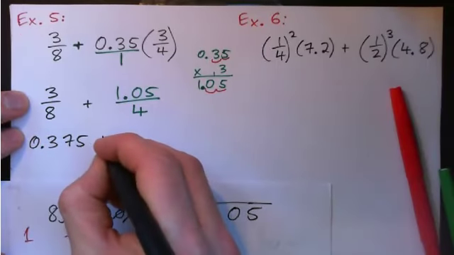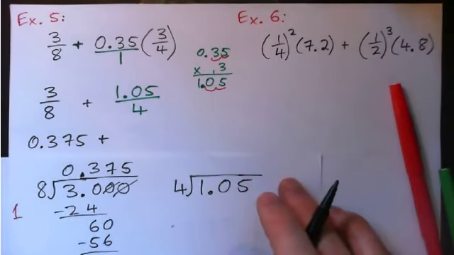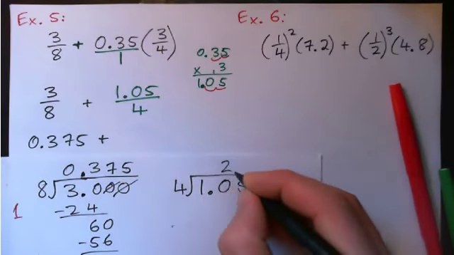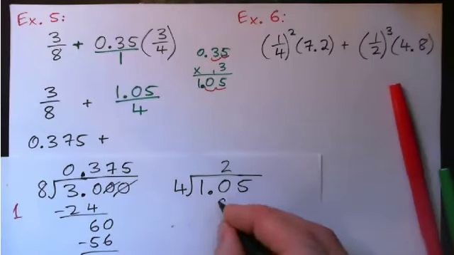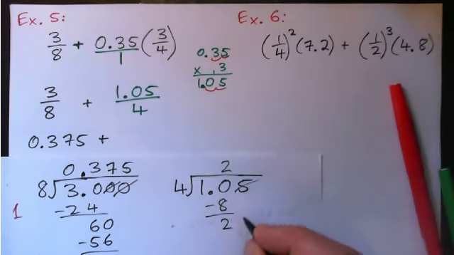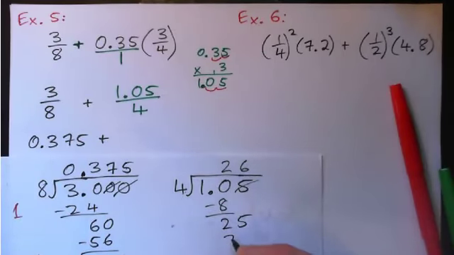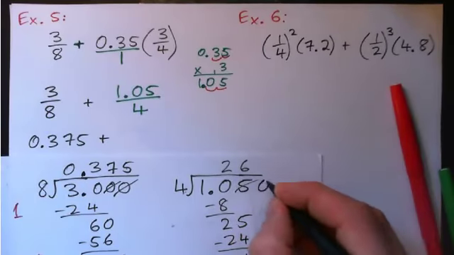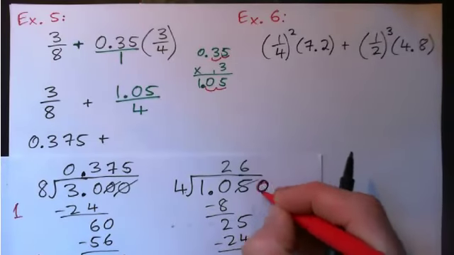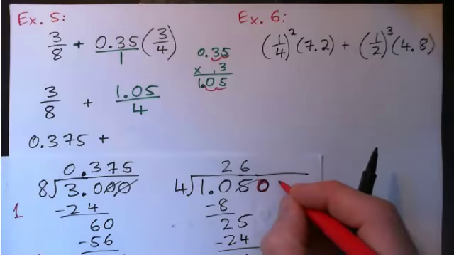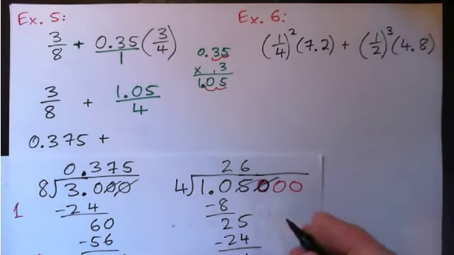So this becomes 0.375 plus this guy. 4 into 10 goes twice. 2 times 4 is 8. Subtract and we get 2. Bring the 5 down. 4 into 25 goes 6 times. 6 fours is 24. Subtract and we get 1, and we need to add on another 0 onto this guy, don't we? You can keep putting as many zeros as you like. I'll put a bunch on. Bring down one of those zeros.